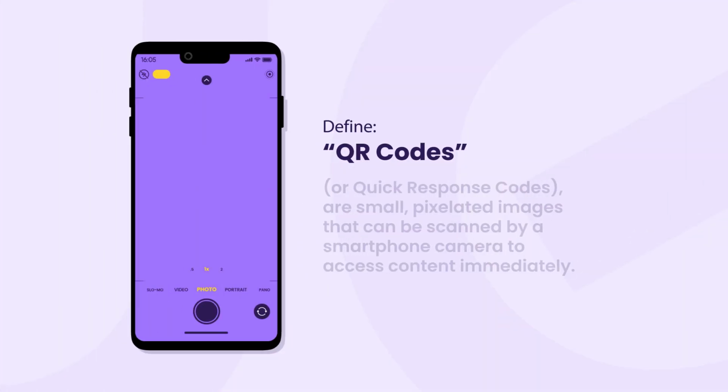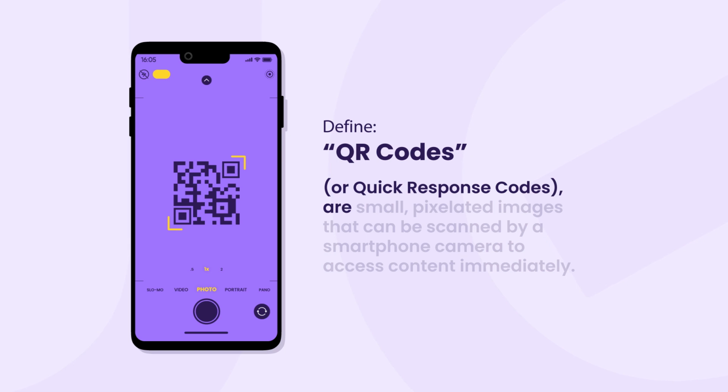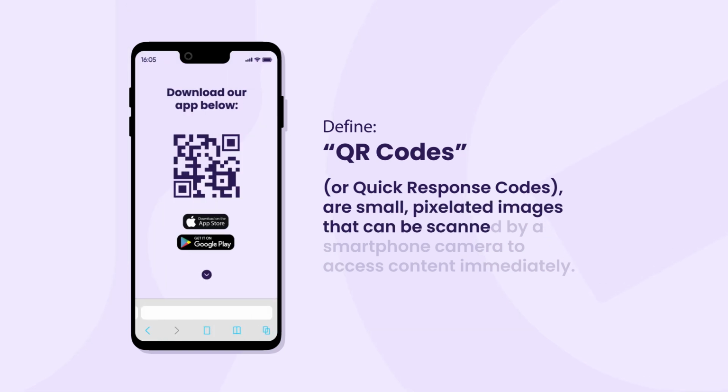QR codes, or quick response codes, are small, pixelated images that can be scanned by a smartphone camera to access content immediately. They're like scannable barcodes that take users to a specific URL of your choosing.